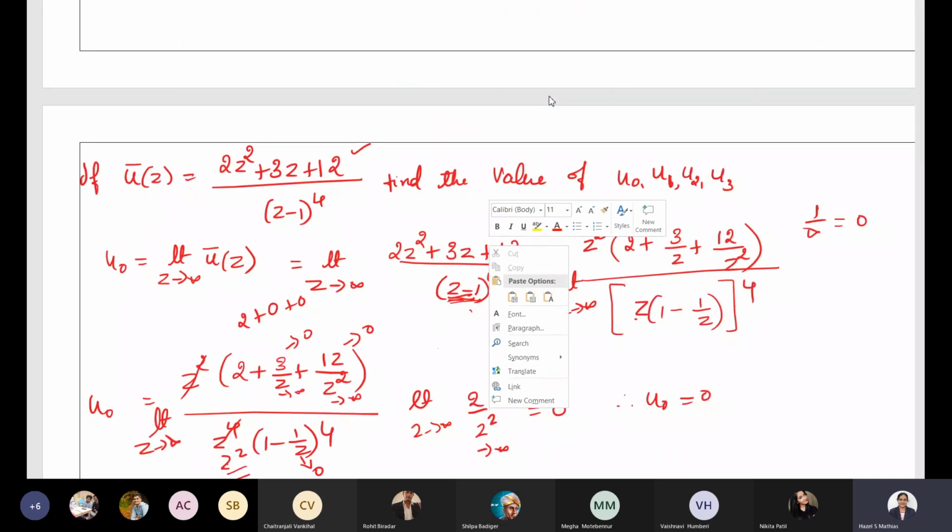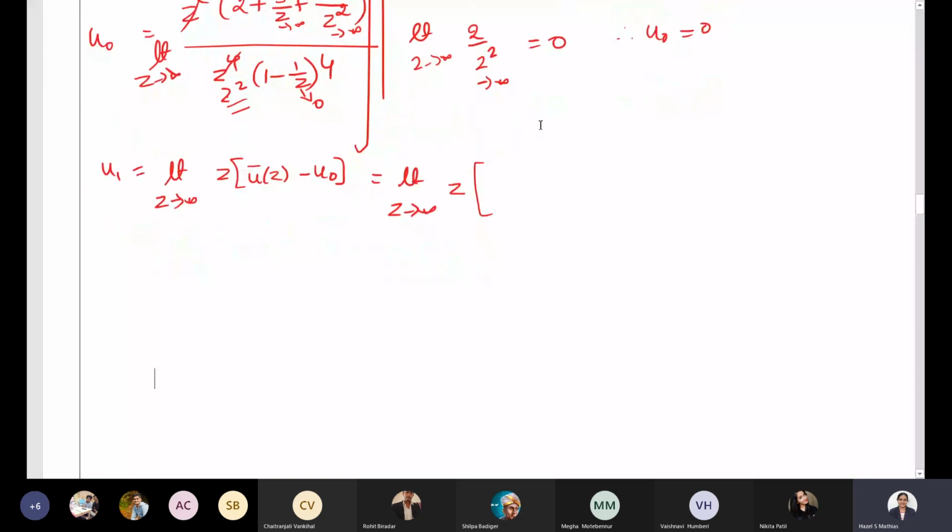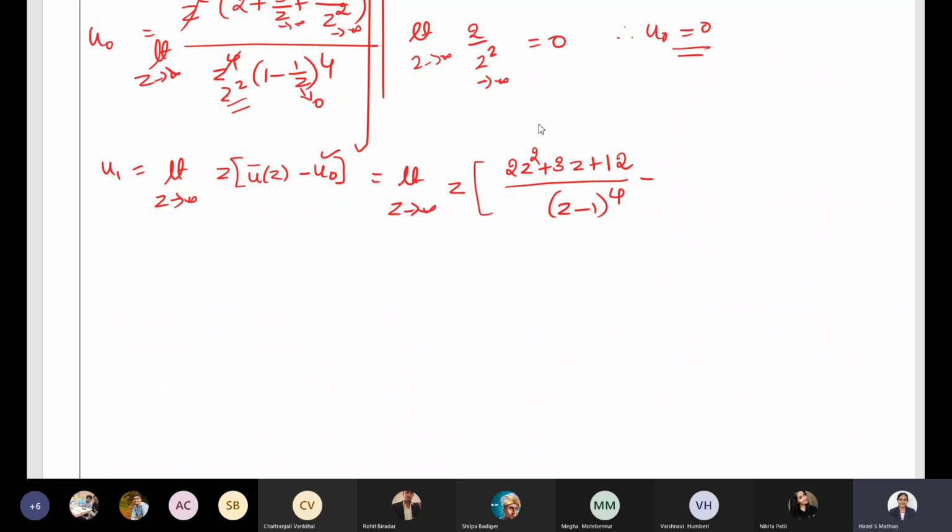So what happens when you substitute for u bar of z? It is 2z square plus 3z plus 12 divided by z minus 1 whole power 4, minus u naught. u naught is 0, so minus 0. Now we have to find the value of this when limit z tends to infinity. Similar case, take z square outside. What do we get if I take z square outside? It is 2 plus 3 divided by z plus 12 by z square, because 12 does not have a z square term, that's why I have to multiply and divide by z square.